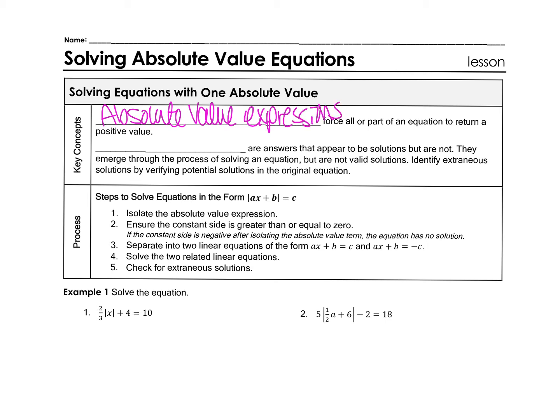And then blank are answers that appear to be solutions but are not. They emerge through the process of solving an equation but are not valid solutions. Identify extraneous solutions by verifying potential solutions in the original equation. So these are called extraneous solutions, which means you work it out correctly all the way through, and then at the end when you plug it back in, it doesn't work.